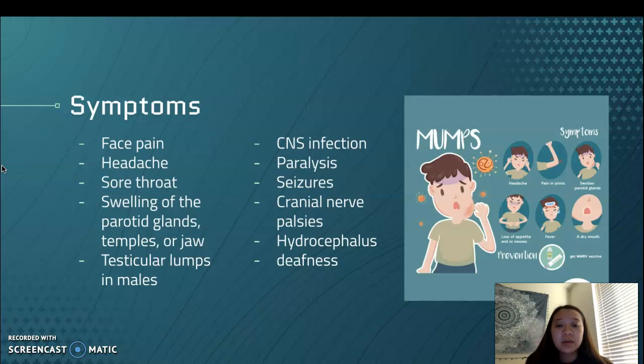So mumps comes in three phases. The first phase is called the prodromal phase, and it's characterized by nonspecific, often mild symptoms such as low fevers, light headaches, and light swelling. But then you'll get to the early acute phase, which is a little bit more serious, and it's the spread of the virus from your respiratory tract, and your symptoms will start to get worse, and then parotitis will last from about a few days to a week.